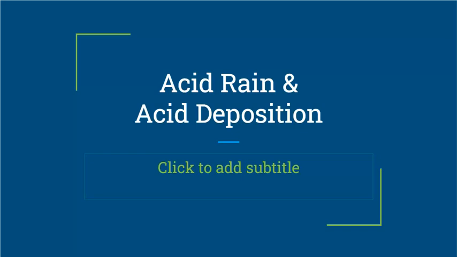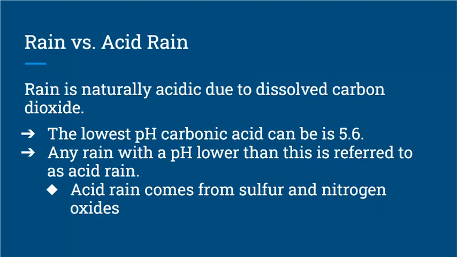This video is on acid rain and acid deposition. First, we need to discuss the difference between regular rain and acid rain. Rain is naturally acidic. It is normally lower than a 7 on the pH scale. This is due to all of the carbon dioxide that animals, like humans, breathe out.